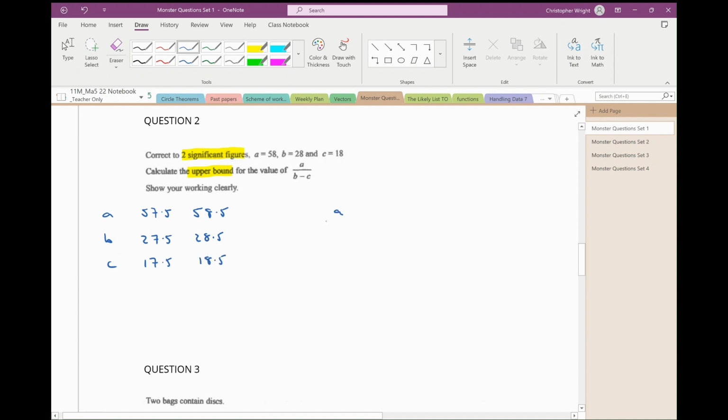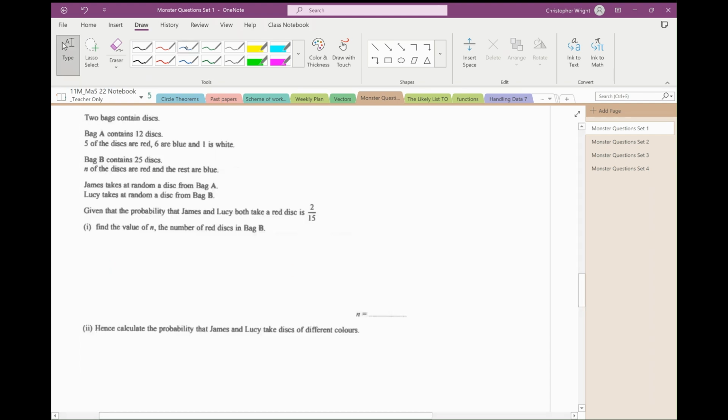Now we'd like this expression to be as large as possible. So we're going to have the largest possible number on the numerator. And we want the smallest possible number on the denominator. Now to get the smallest possible number, I want the difference between B and C to be as small as possible. So I'm going to find the lowest B and the highest C. And so that is what I'm going to put in my calculator to get the answer that the upper bound of that expression is 6.5.